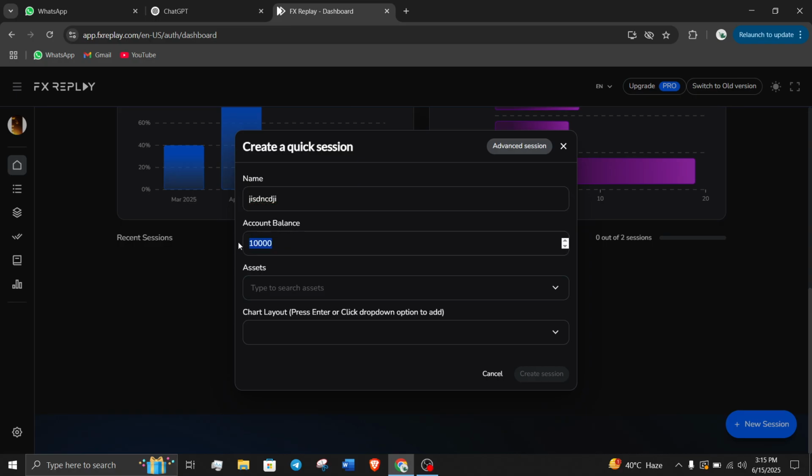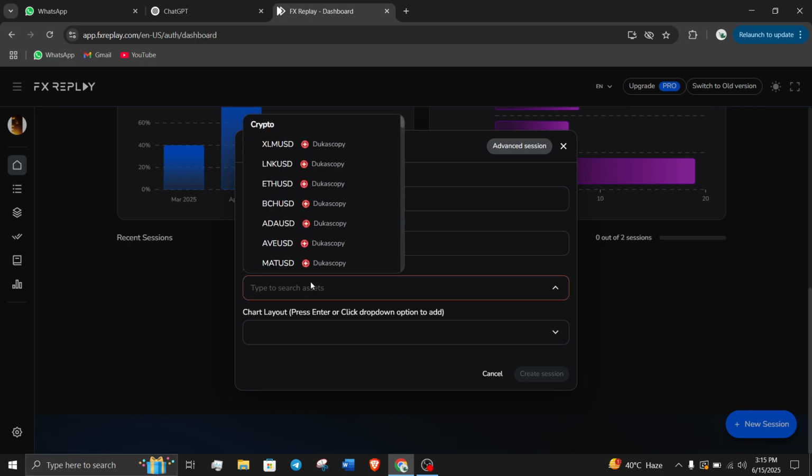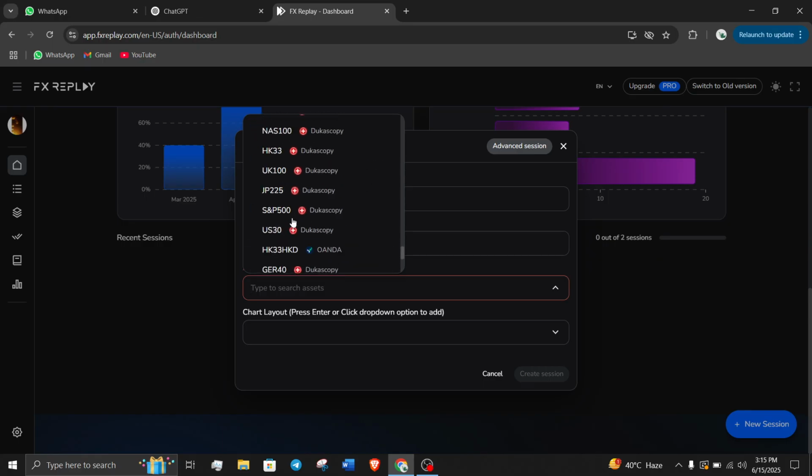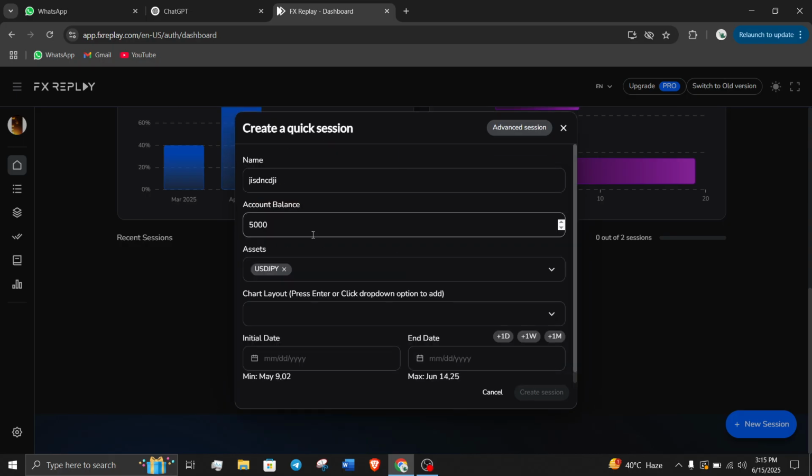Let's go with, let's say, 5K. Okay, everyone has these accounts. We need USD JPY with Oanda. Where is USD JPY in Oanda? Maybe at the end it is. No, yeah, it's just another layout. We are going to choose blue black.